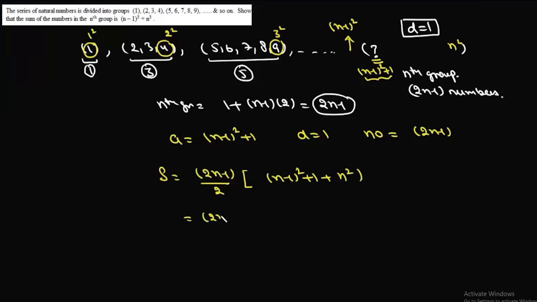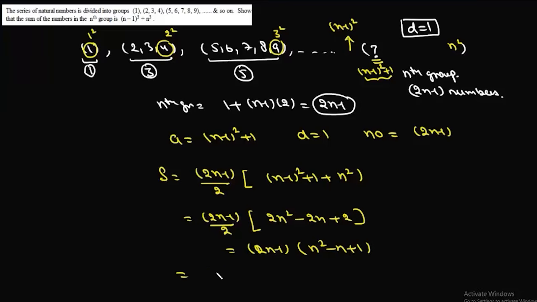So we can write this as (2n minus 1) by 2, and here will be 2n square minus 2n plus 2, which will cancel. So it will be (2n minus 1) into (n square minus n plus 1). Now we have to express it in the form (n minus 1) cube plus n cube. So what we'll do is we'll write this as n plus (n minus 1), and here we'll subtract n and add n. So there will be (n minus 1) whole square plus n.